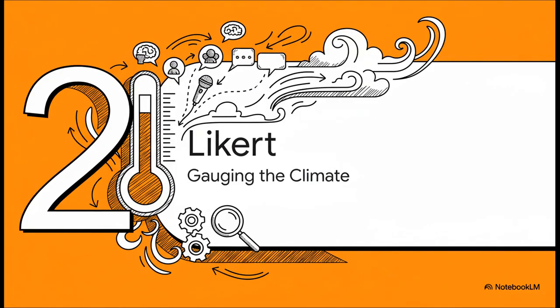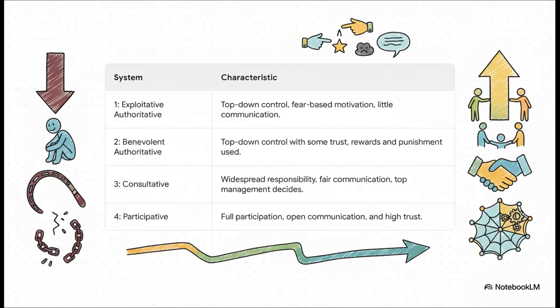All right, our first tool comes from Rensis Likert, and you can think of it like a thermometer. Its whole job is to take the temperature of an organization's human element, its culture. This model is so important because it forces us to look at that invisible stuff, how authority and communication really work day to day. Likert basically sorted management styles into 4 buckets.